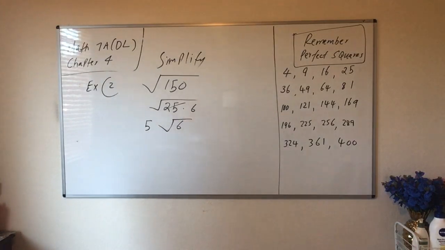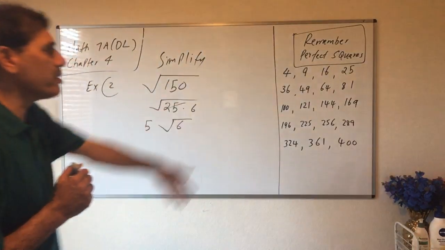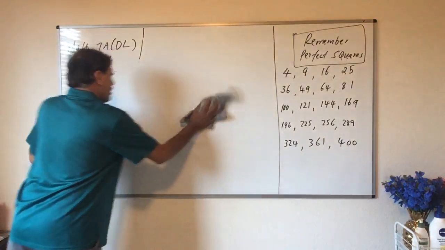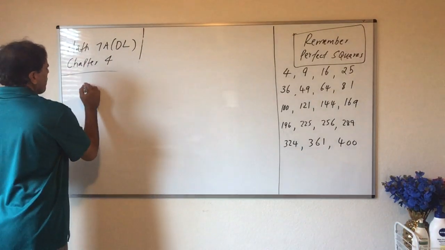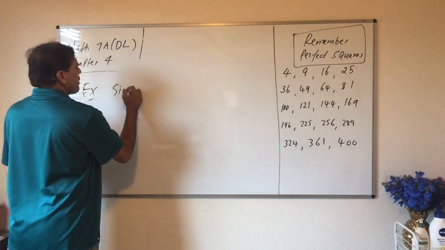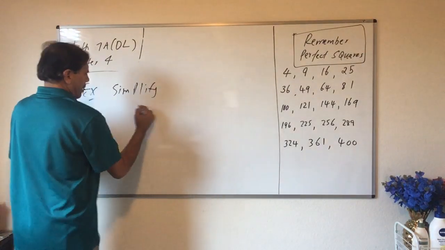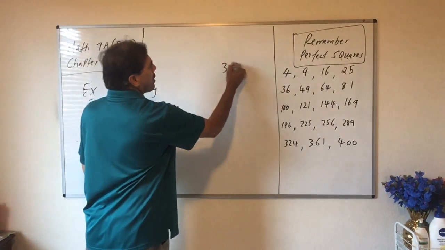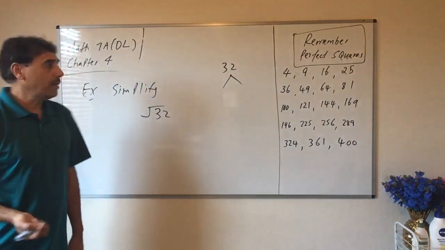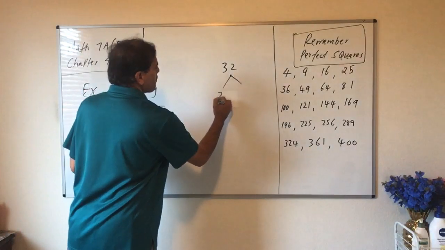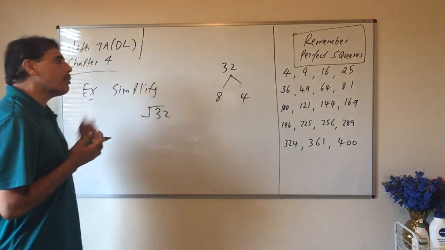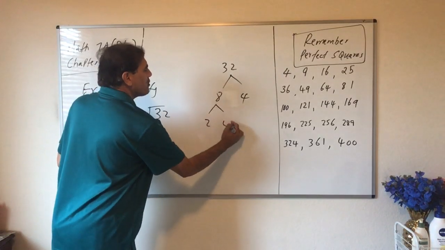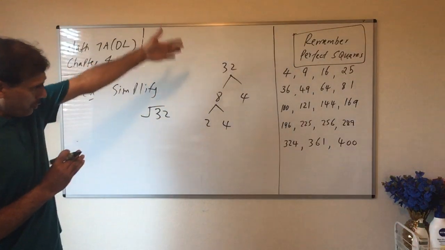So make sure you use the biggest perfect square, not the smallest one. For example, sometimes people say simplify the square root of 32. You can also do the factor trees. People say 8 times 4. Well, remember, we're not done yet. We need to find the biggest one. Here is 2 times 4. So we can use this one too.